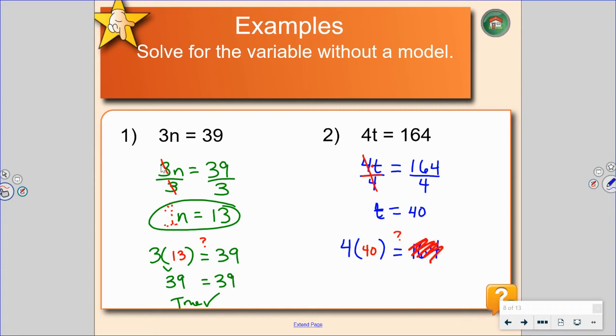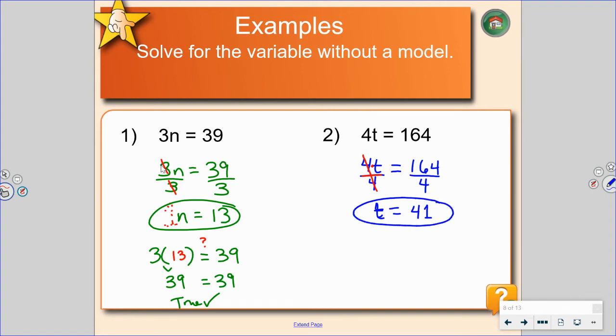I have had people write 4 times 40 equals 164 and just put a check there. To which I would respond, that is fake checking. You didn't really check. Because if we would have multiplied 4 times 40, we'd get 160. And this is a false statement, ladies and gentlemen. 160 is not the same as 164. So please be careful and use that check wisely. Don't fake check, actually check it out.